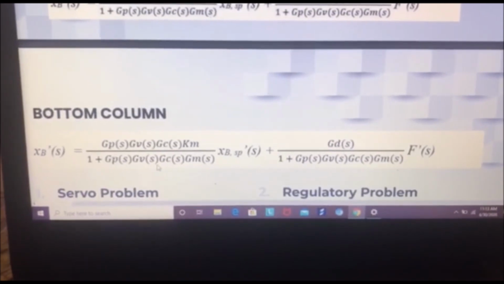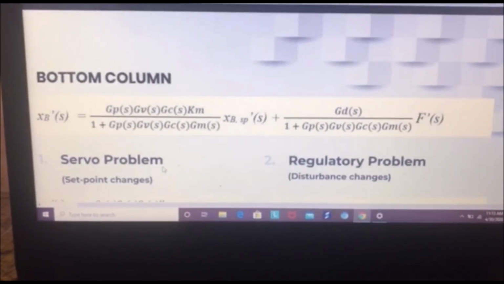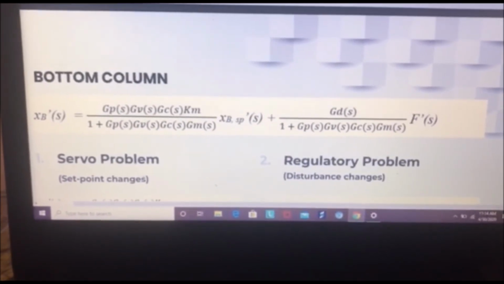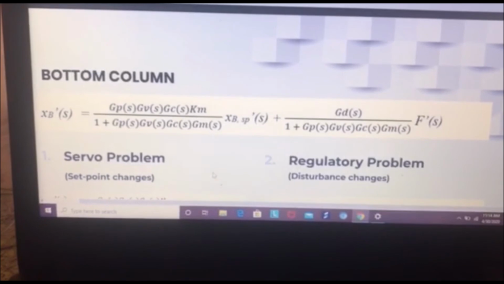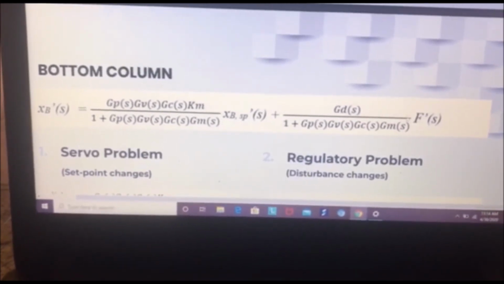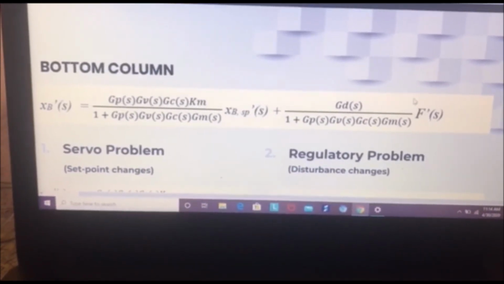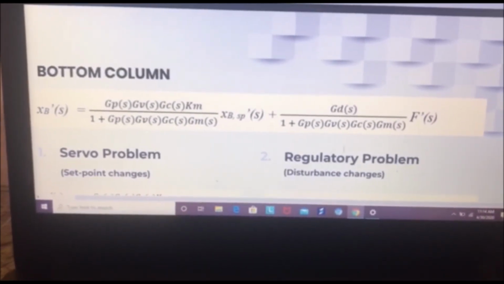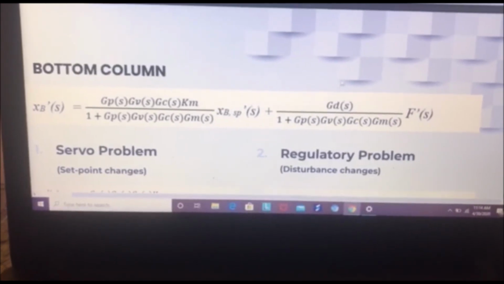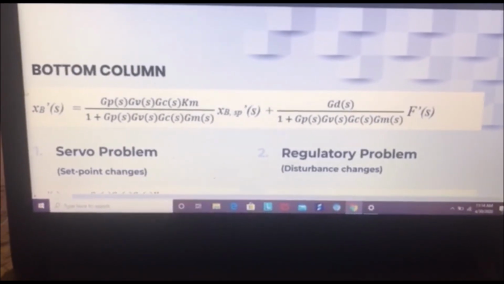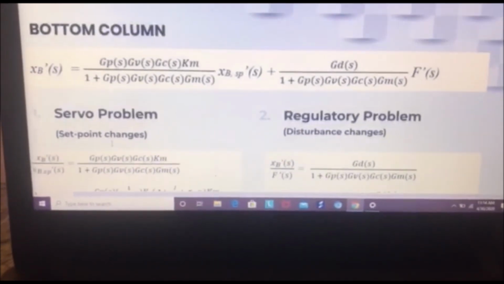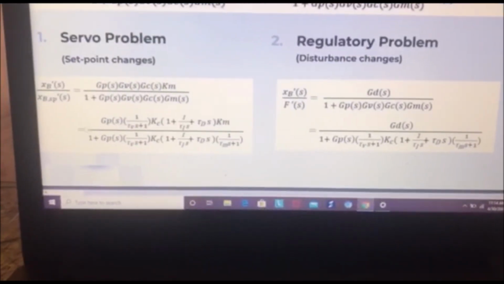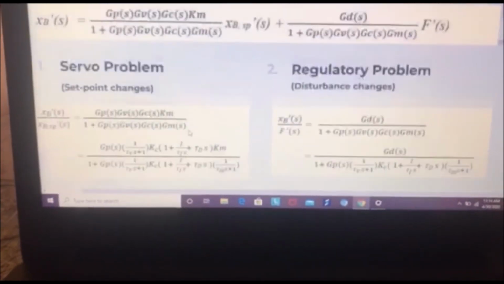For the servo problem, we know that the set point changes. So we assume the disturbance is equal to 0. We go back to the earlier equation, which is this one. When the disturbance is equal to 0, this part of the equation will be cut down. So we remain with this equation. So the servo problem is equal to this one, and then we substitute all the values here.